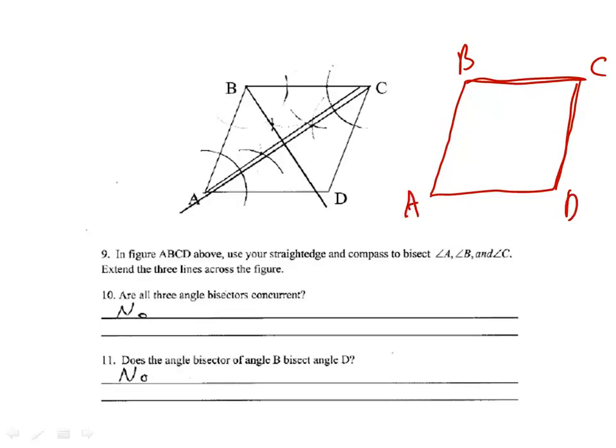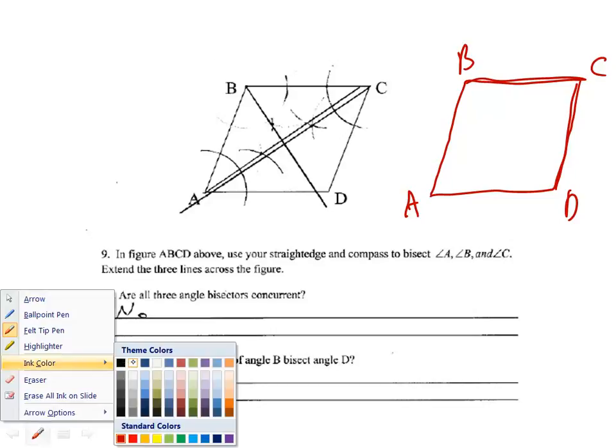Alright, so we're supposed to bisect angles A, B, and C. Extend the 3 lines across the figure. Now, let's look at what we had.